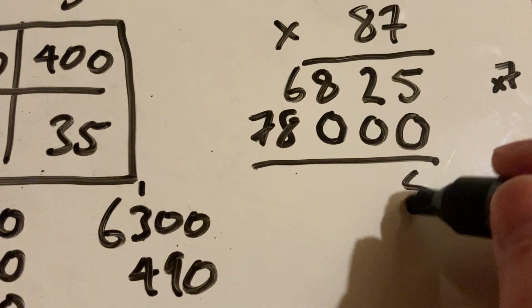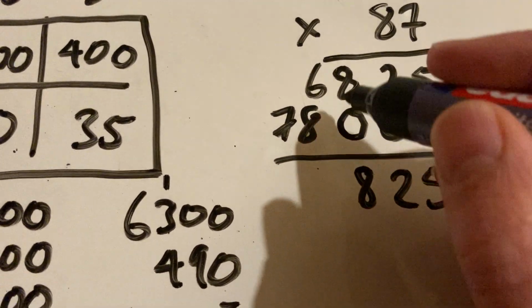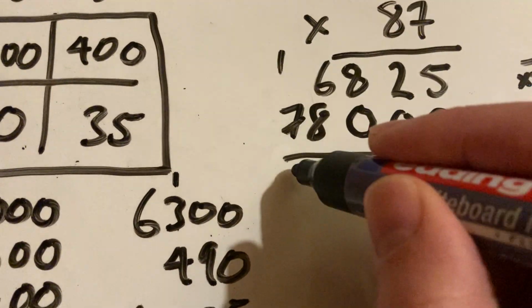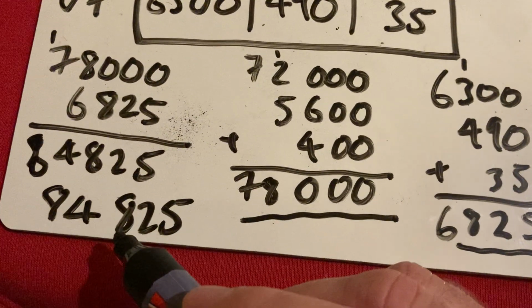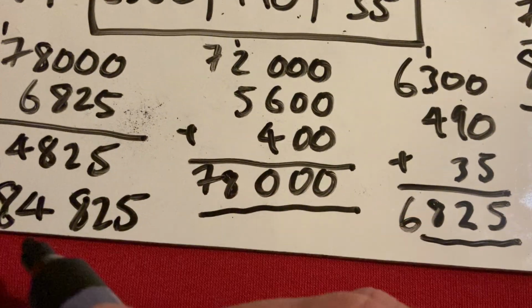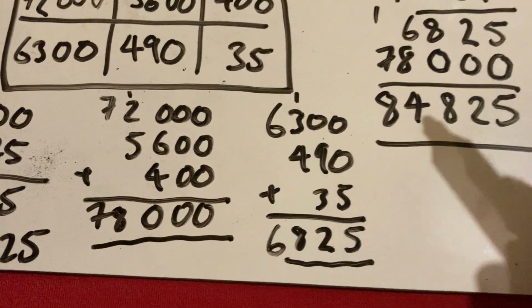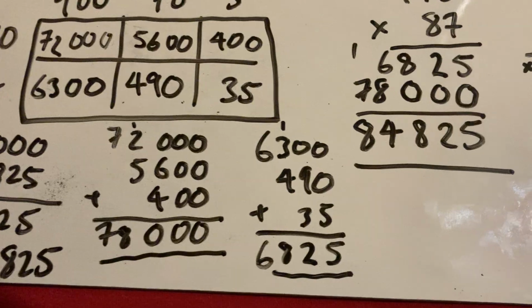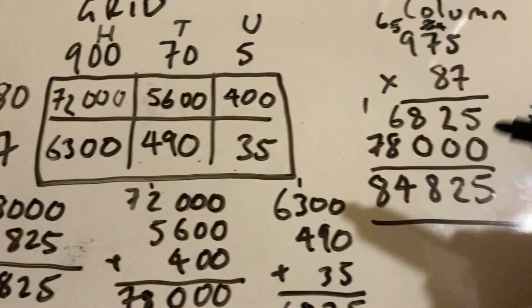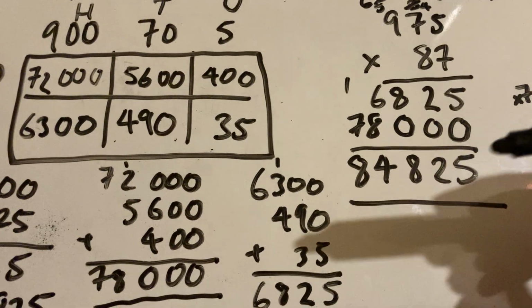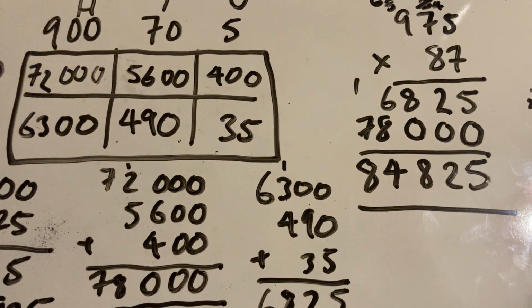Now I'll add them up. 5, 2, 8, 6 and 8 is 14. Carry that 1. 84,825, which is exactly what we had before. But just to show you that that was correct, you choose whichever method you prefer in a test. But that's the grid method, breaking it up, and that's the column method. You're actually doing the same steps, just in different orders.